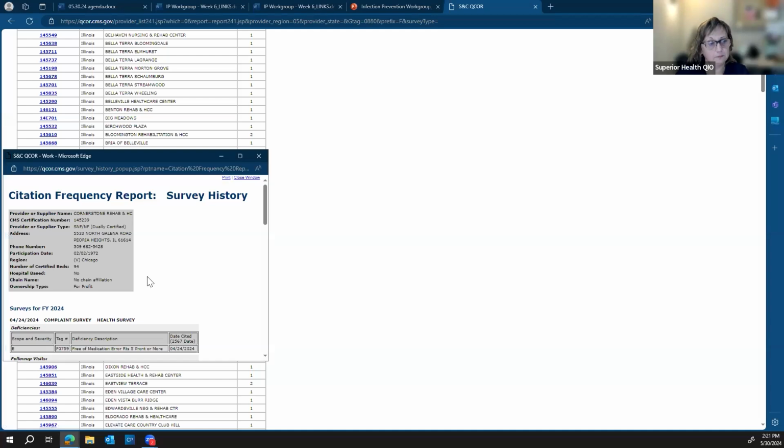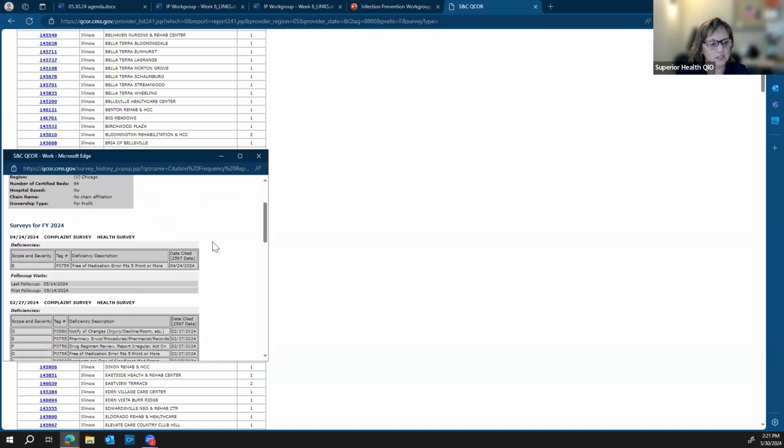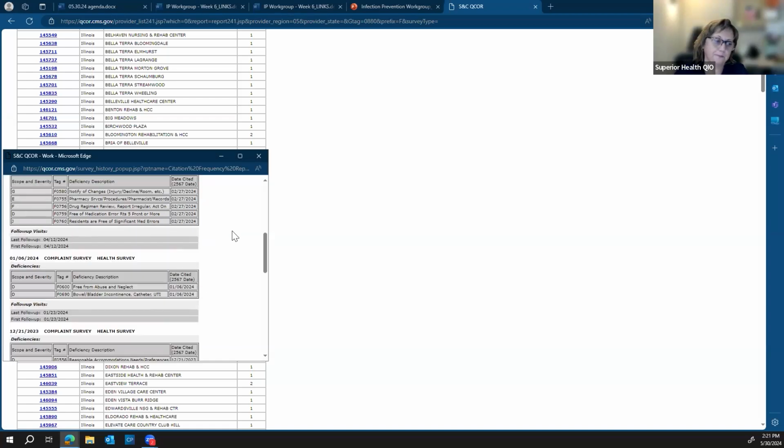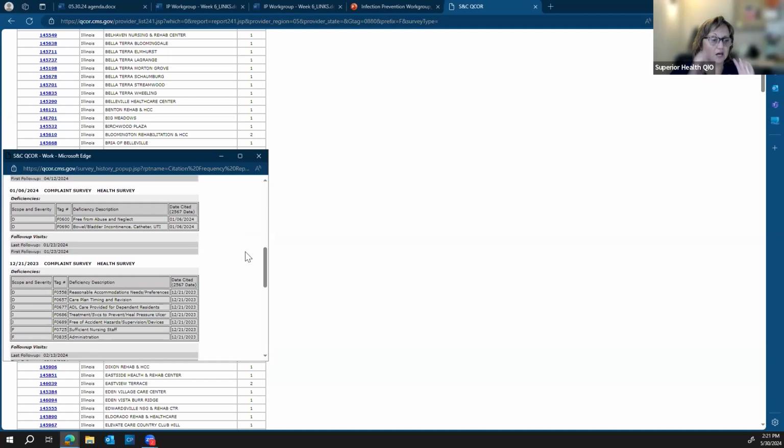So if you click on it, you can see the dates of those facilities, the tags that they've received, and the scope and severity of the F tag. So as an infection preventionist, how would you use this? Well, I would use this data to look at what my survey team is citing in my area.